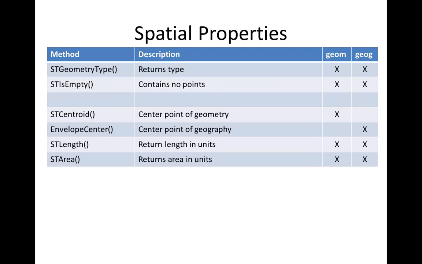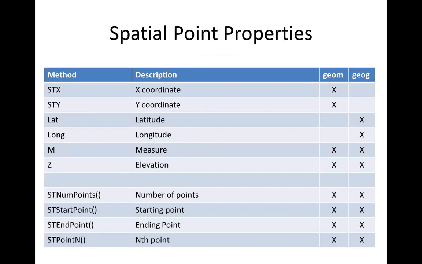So the spatial objects have properties. So you have what type is it? Is the geometry empty? What's the centroid, envelope center, the length, the area, so on and so forth. Spatial point properties. So points have specific properties like the lat and longitude.